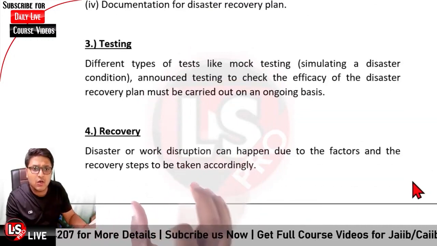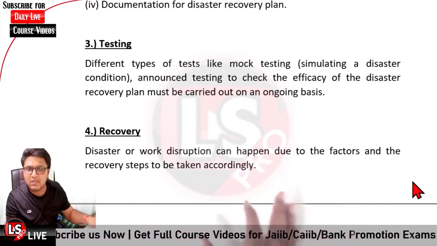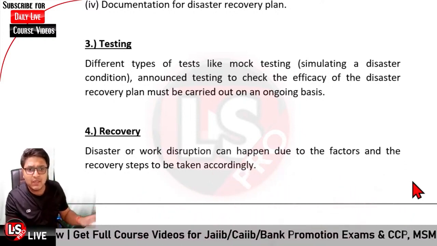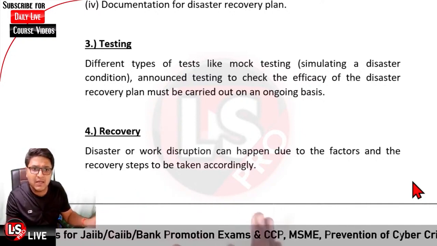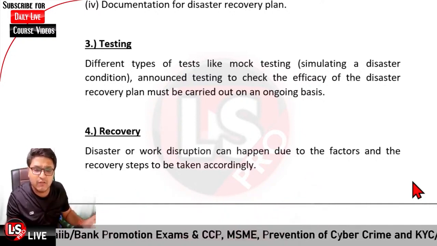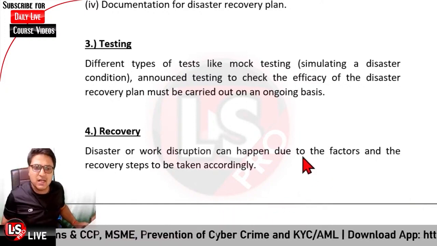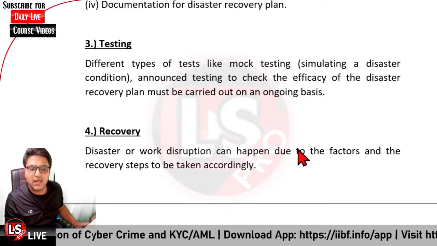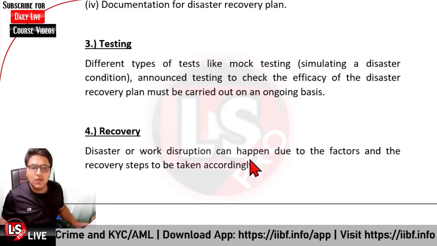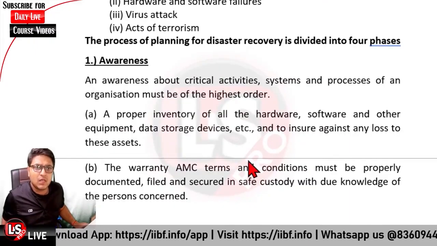Disaster or work disruption can happen due to many factors. Further, whatever steps are available should be taken accordingly as per the disaster recovery plan. So these are the 4 phases. First, awareness, then preparation, third testing, and fourth recovery. These are the 4 phases of disaster recovery. Okay.